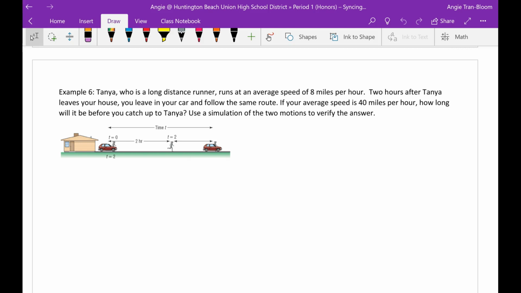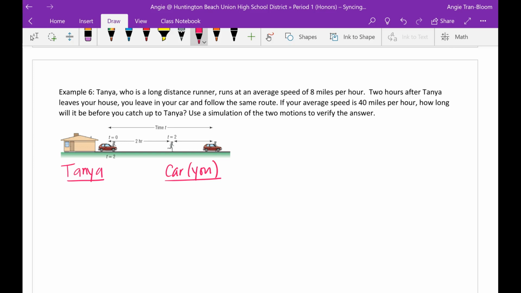Now, in Algebra 1, we used to solve a lot of this. It is definitely okay to solve in Algebra 1, except on the test, you will be asked to solve using parametric equations, so we're going to do it that way. First, we're going to start with Tanya, and you are in your car. So what is going on?